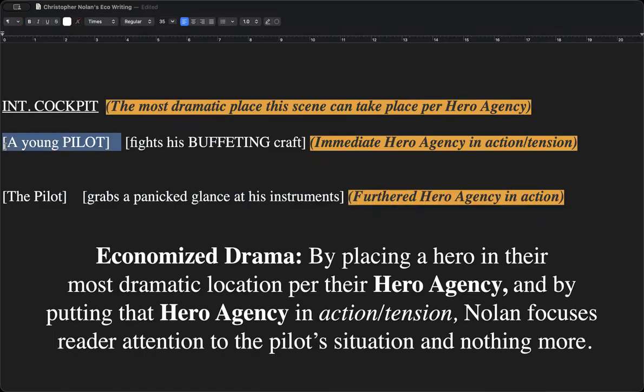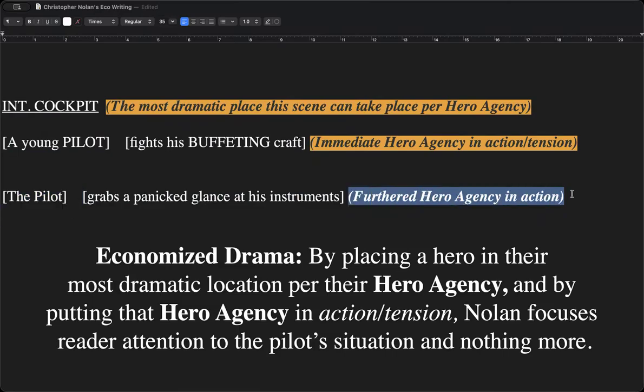Screenwriters do this all the time, and I tell screenwriters this. You can't just say something once and have people get it. If you just say that he's a pilot one time, we're going to forget. People aren't careful when they read scripts. So we repeat. The pilot grabs a panic glance at his instruments. Again, we furthered that hero agency and we put it in action.